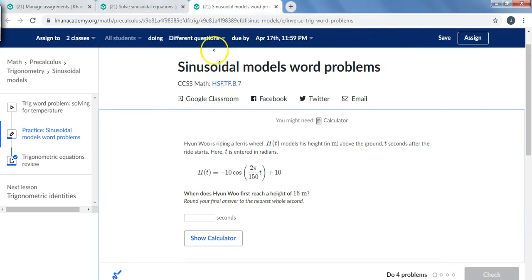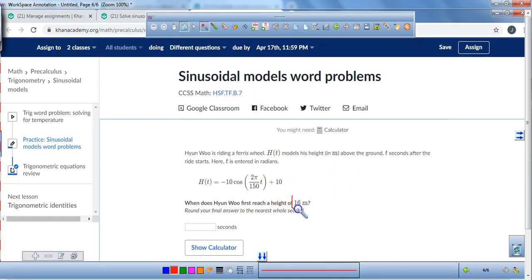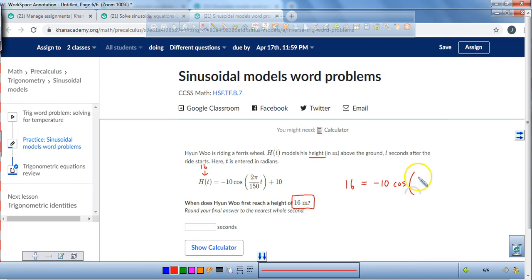So when you're solving these problems, it's going to be very, very easy. All you got to do is take this 16 meters, because h of t models his height. So we're just going to plug in a 16. So we're going to put 16 equals negative 10 cosine of 2 pi over 150 t, close the parentheses, and put plus 10. Alright, so 2 pi over 150 t plus 10.